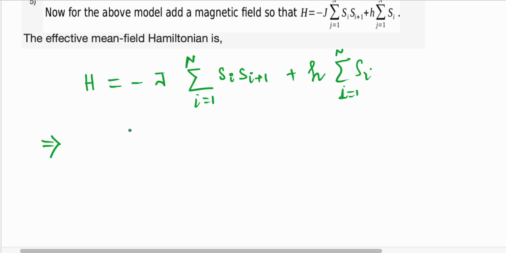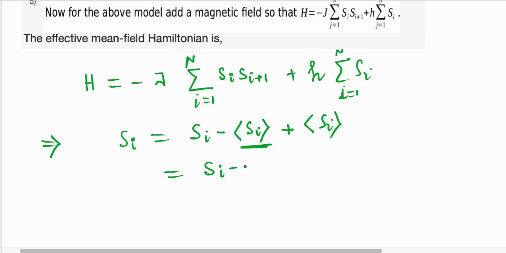Since at the mean field level we can take these as a mean field, and the fluctuation about the mean field is very small, then we can write si as si minus the mean of si plus the mean of si. Let me write it for the moment. The average of si is m, so si minus m plus m.